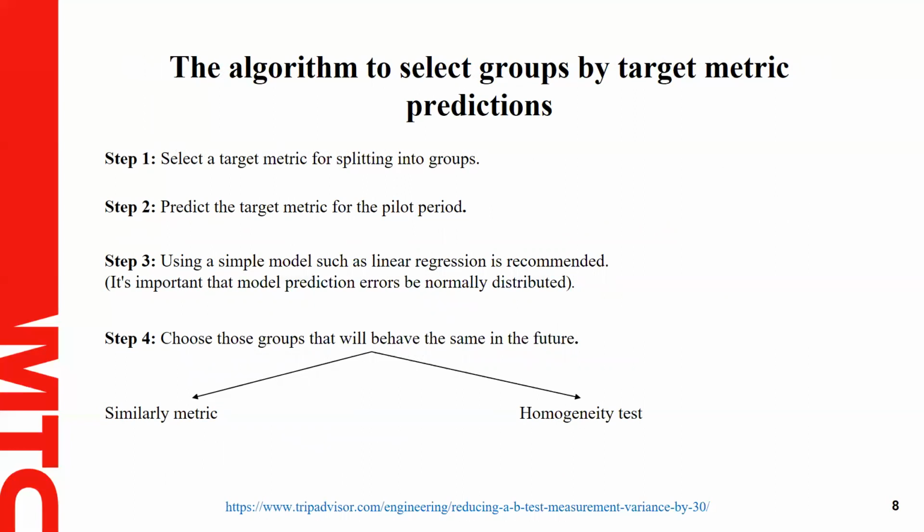It is important here that there should be some simple good model, for example, linear regression, and the model prediction errors should be normally distributed with the center at 0. An article about the target metric forecast is also given below.